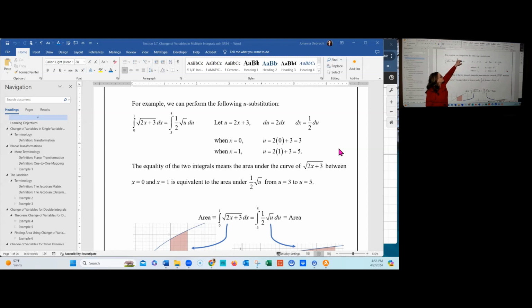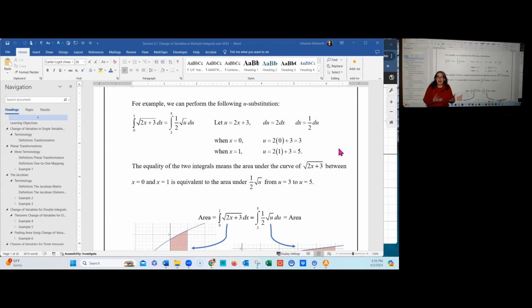Now I need to change the limits of integration. Originally, they were x values to correspond with the differential dx. When x is 0, then I use my definition for u to determine that u becomes 3. And when x is 1, the upper limit of integration, I use the definition of u to get that the u value at the same point is 5. So now I'm going to integrate from u equal 3 to u equal 5 of 1/2 the square root of u du, which is an easier integration to perform.